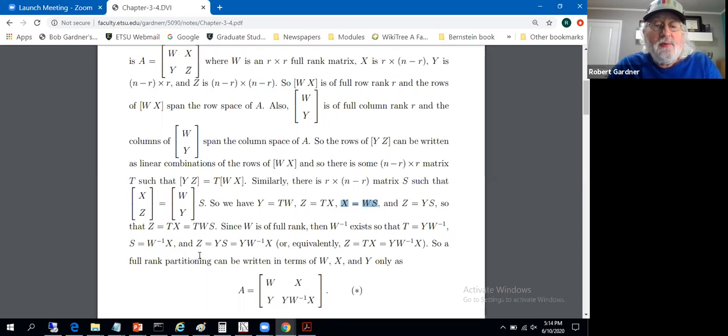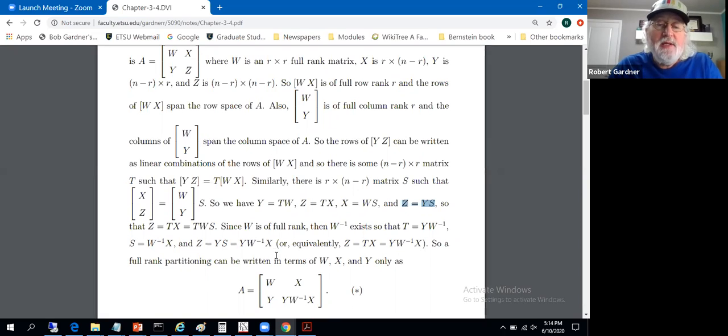And let's see, we had Z equals Y times S from this equation. All right, Z equals Y times S. For S, we can substitute W inverse X, and there you go. We get Z must be Y W inverse X. We could have done that a slightly different way with a different substitution. We get the same thing. But we get Z equals Y W inverse X.